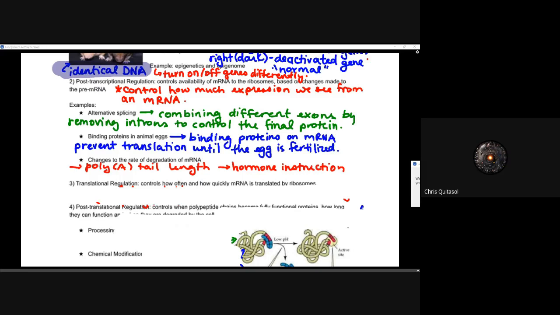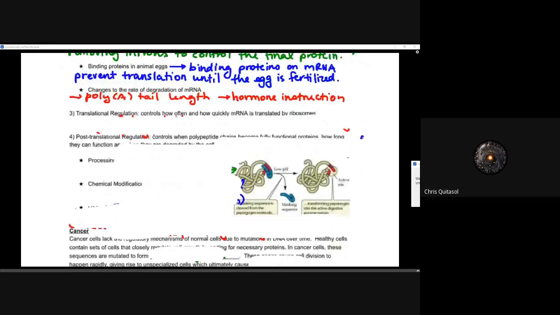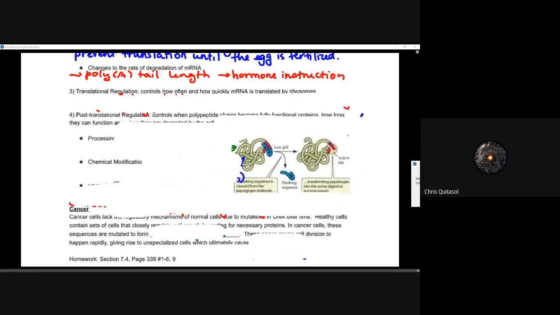And when we think about hormone instructions, in the next unit I'll touch base on how that connects to it. The third way with which eukaryotic cells get controlled is translational regulation. It's going to control how often and how quickly that messenger RNA is translated by ribosomes.